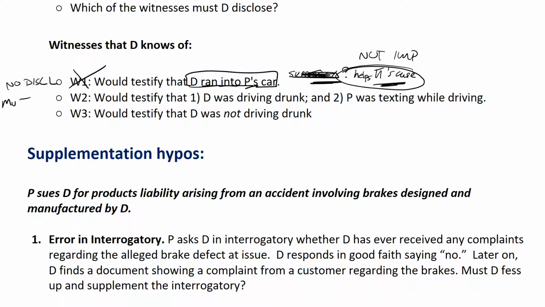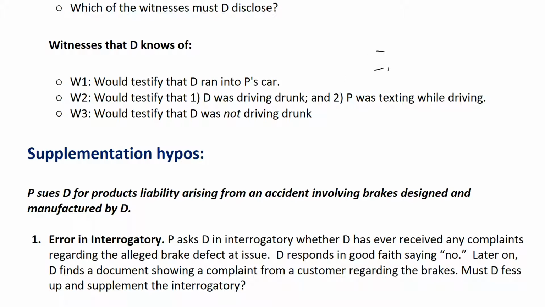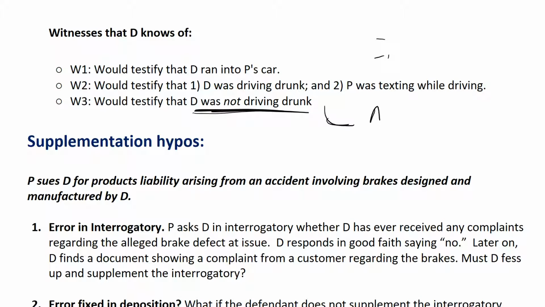What about witness number 3? Witness number 3 would testify that D was not driving drunk. Well, this is interesting. Is this an affirmative defense? Well, let's start it this way. All right. Does this help P or help D? Obviously, this helps, in other words, supports D's case. But not so quick, you might think.